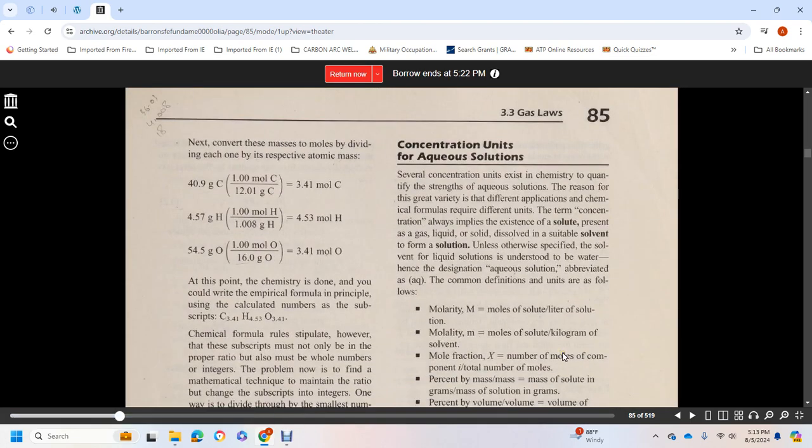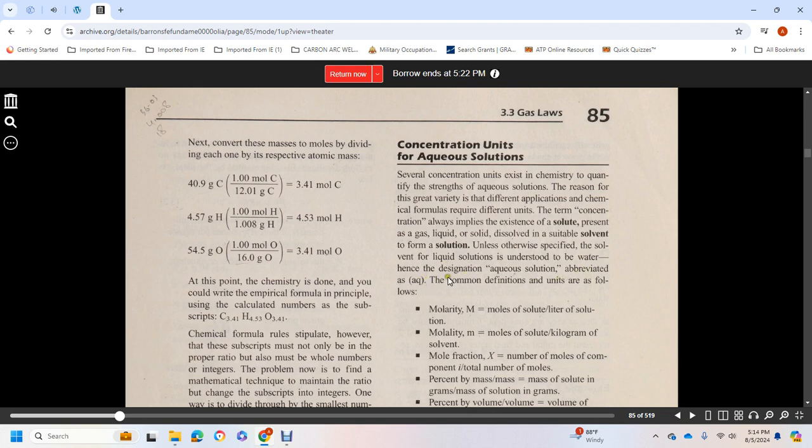Okay, concentration units of aqueous solutions. Several units exist in chemistry for quantifying the strength of an aqueous solution. The term concentration always implies the presence of a solute, a gas, liquid, or solid that dissolves in a suitable solvent to form a solution. Unless otherwise specified, the solvent is understood to be water, hence the designation aqueous solution, abbreviated as aq.